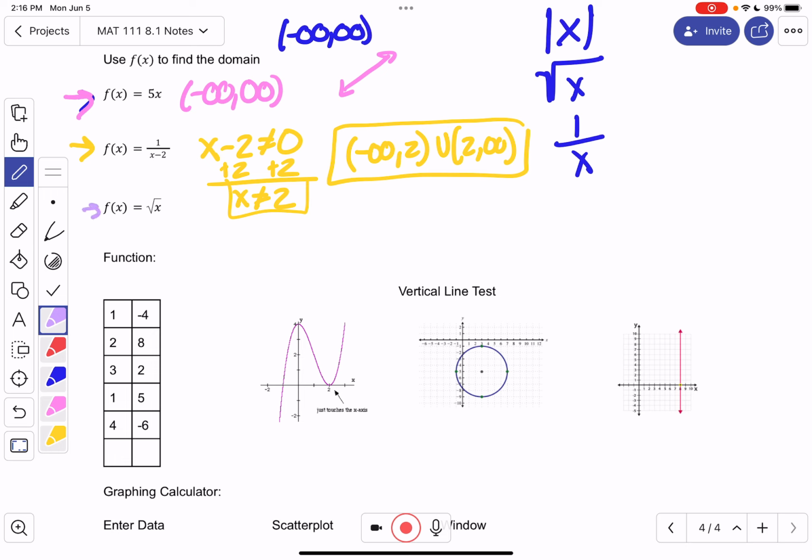The last one here is a square root. We can't have a negative underneath, so we know x has to be greater than or equal to 0, which in interval notation would look like this.